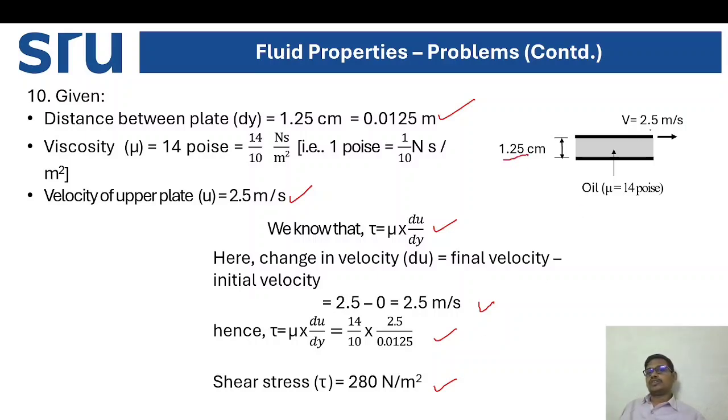So this is 1.25, this is 2.5, this oil has mu equal to 14 poise. So this way we need to solve the problems related to fluid properties.